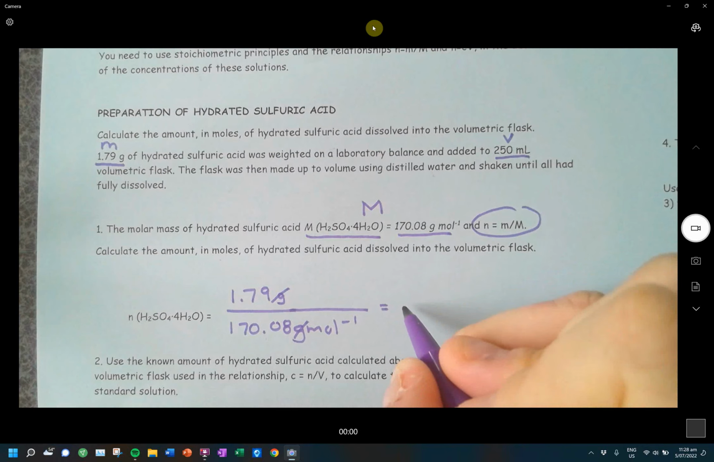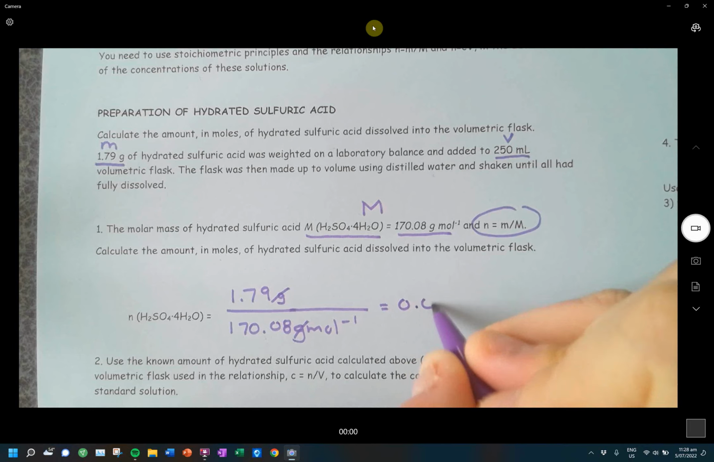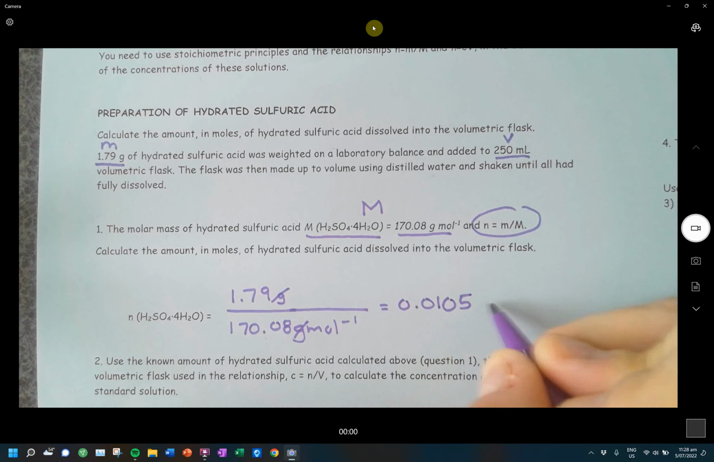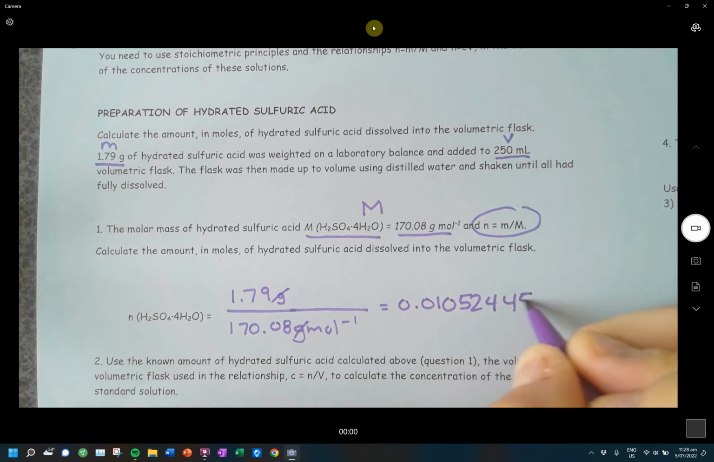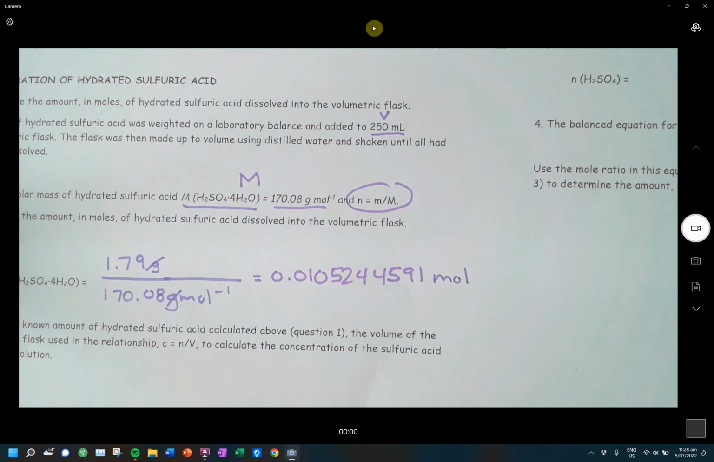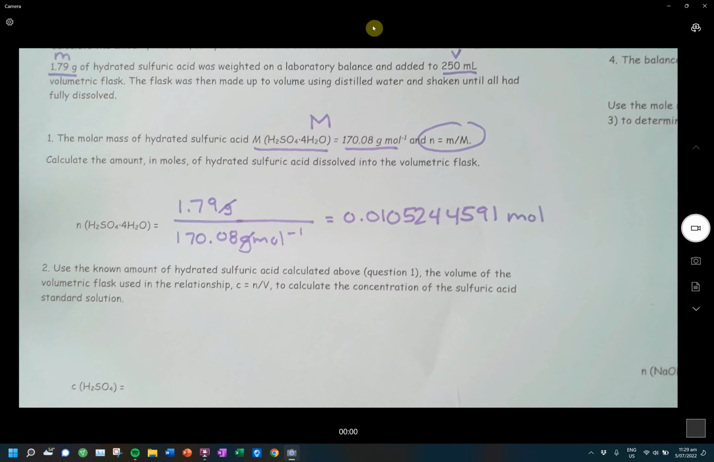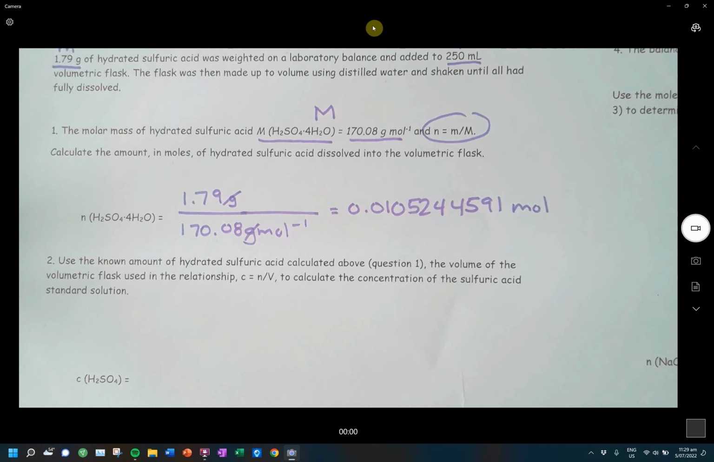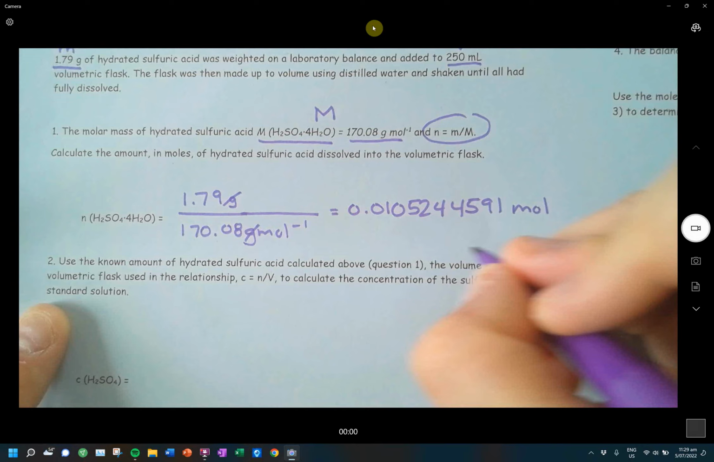So I'm going to write 0.01052445991 because I'm not going to round it, remember. We save it till the very end, and my units is moles. I've done things correctly. Are you okay with that so far? All right, keep going. Okay, so that there was my n value.